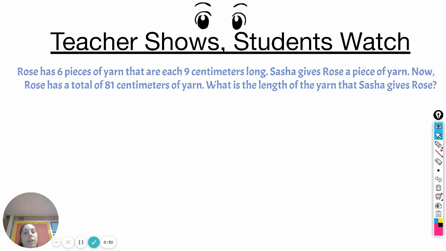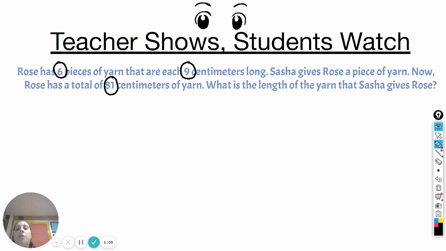Let me go ahead first and I'll show you an example of a word problem and how we would solve it. Rose has 6 pieces of yarn that are 9 centimeters each, or 9 centimeters long. Sasha gives Rose a piece of yarn. Now Rose has a total of 81 centimeters of yarn. What is the length of the yarn that Sasha gives Rose?